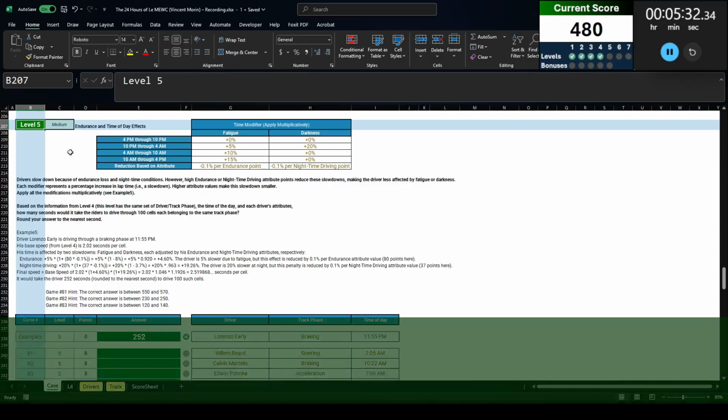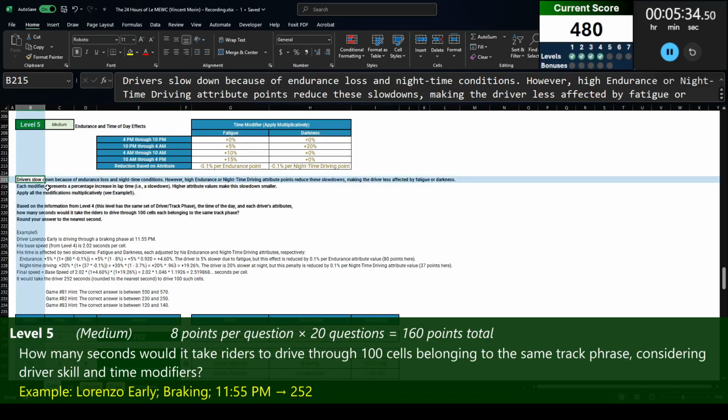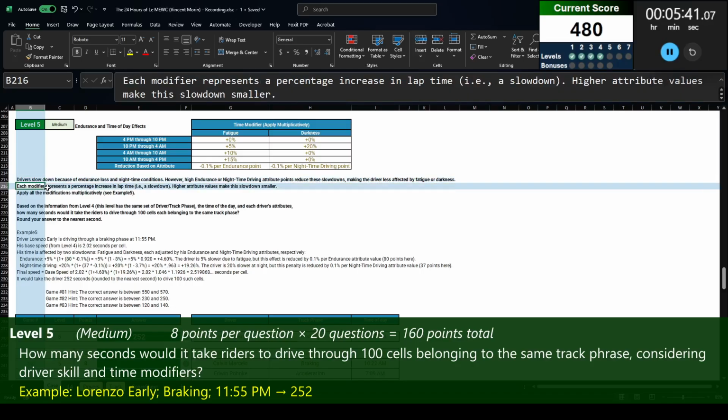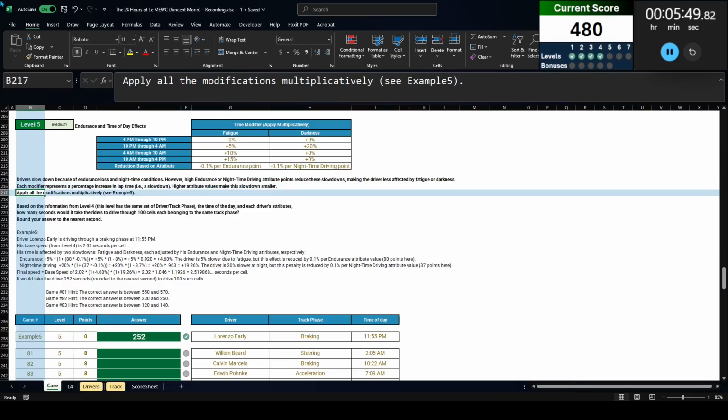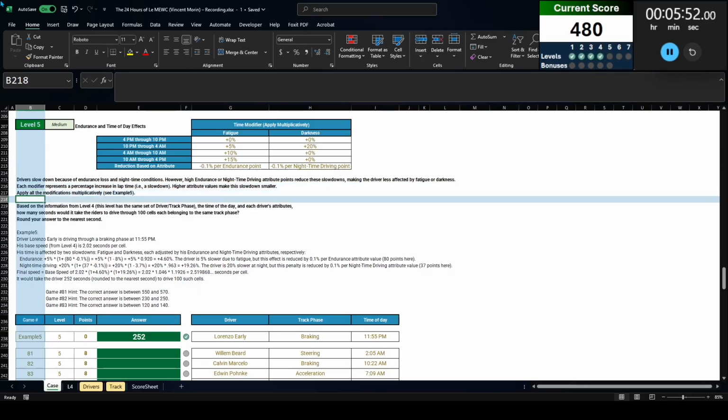All right, level 5. Drivers slow down because of endurance loss and time conditions. However, high endurance or nighttime driving attribute points reduce these slowdowns, making the driver less affected by fatigue or darkness. Each modifier represents a percentage increase in lap time, i.e. a slowdown. Higher attribute points make this slowdown smaller. Apply all the modifications multiplicatively, see example 5.